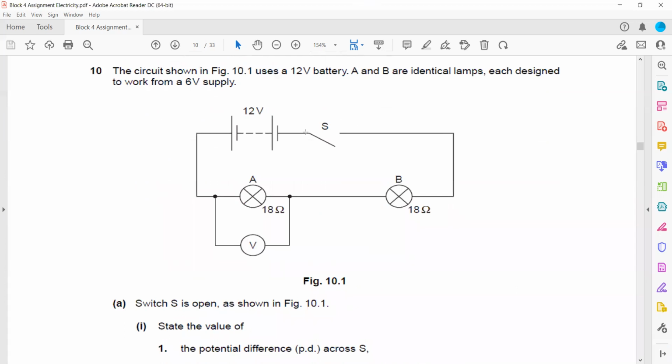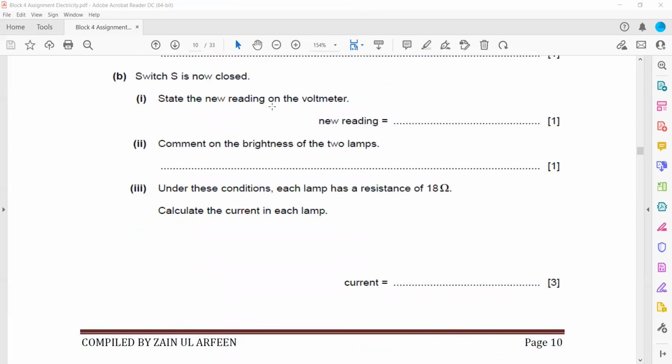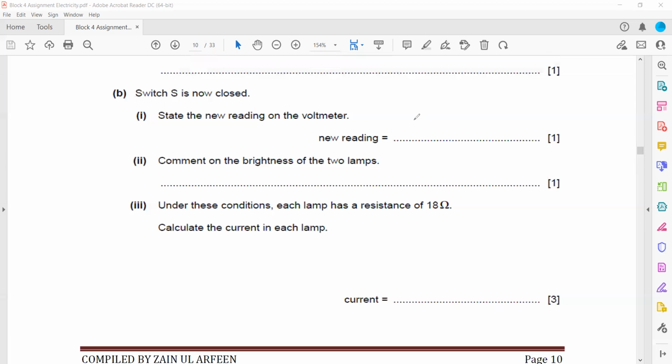the current starts to flow, and because the two lamps have the same resistance, the total voltage, which is 12, will divide evenly between the two lamps, so it will be 6 volts across each lamp. So the voltmeter reading will be 6 volt because the voltmeter is connected in parallel. The new voltmeter reading is 6. Comment on the brightness of the two lamps: they will light up and they will have the same brightness.